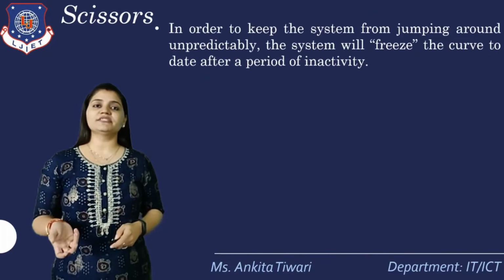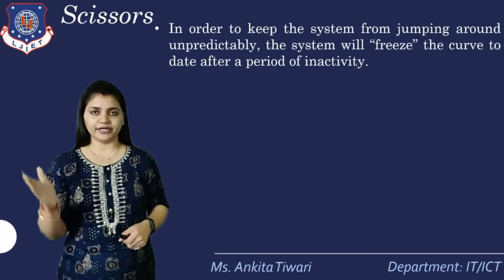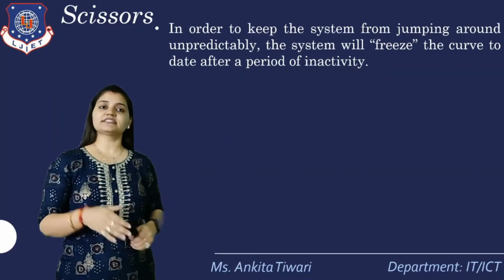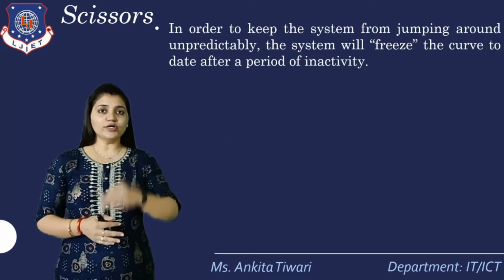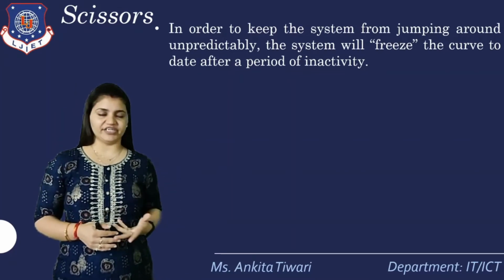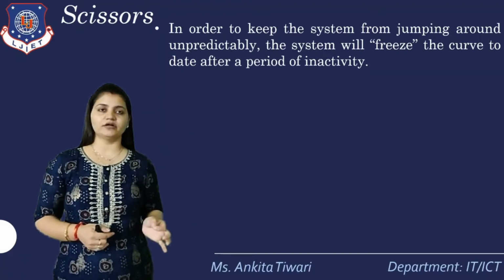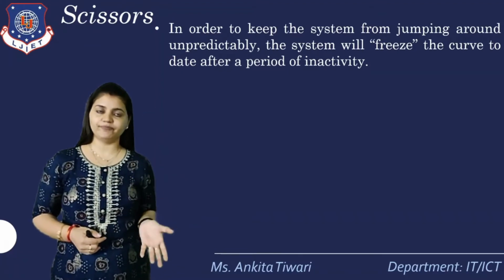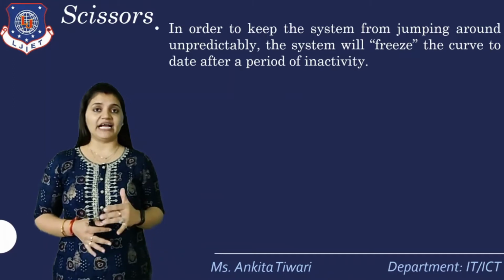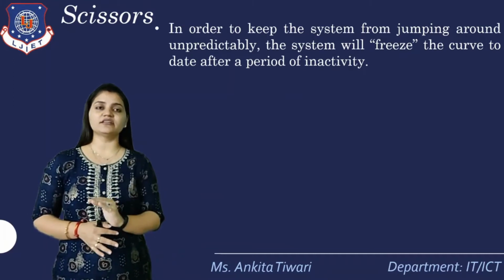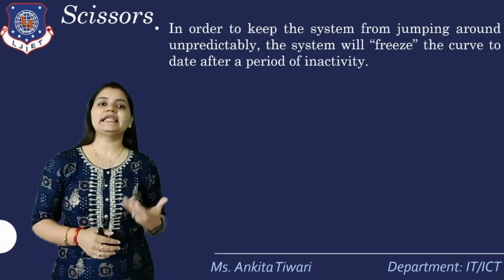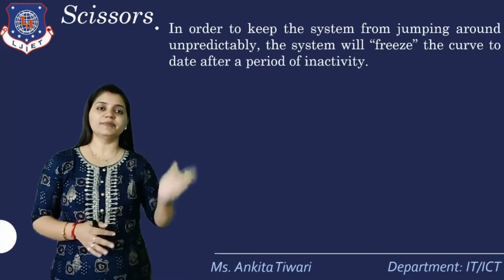In order to keep the system from jumping around unpredictably from one position to another, the system will freeze the curve after a period of inactivity. It means we have found the curve path and the rough image form, and after that we lock it, we freeze the curve, so that even if it is inactive, the curve will still be there.